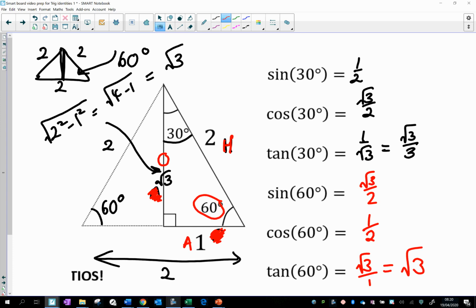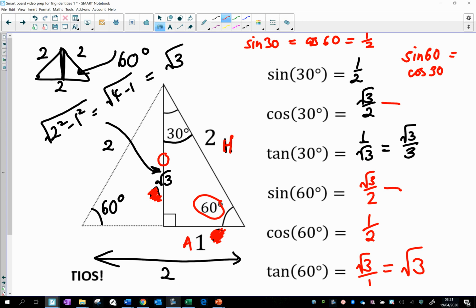Now, I'd like you to notice something here. Obviously, there's quite a strong pattern. Sine 30 is the same as cos 60. So let's just write that down. Sine 30 is the same as cos 60, and they are both a half. In the same way, cos 30 is the same as sine 60. So this one is the same as this one. Let's write that down: sine of 60 is the same as cos of 30.